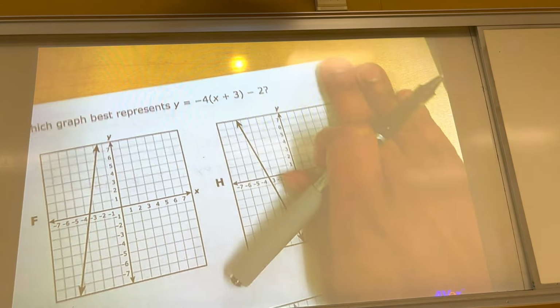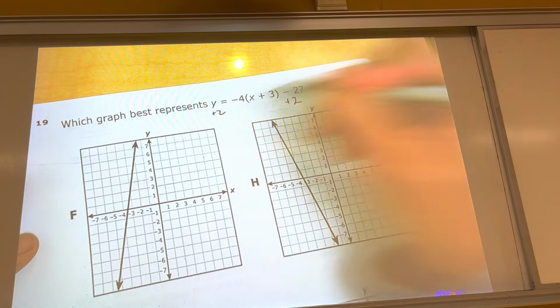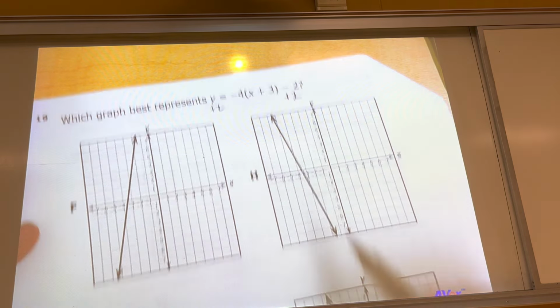Okay, so they kind of gave this one in a weird, different form. It's not slope-intercept form, it's not point-slope form, but actually it's close to being point-slope form. I can make it into point-slope form by adding 2 to both sides. So I'm going to write the new equation. I'll do this in the middle.